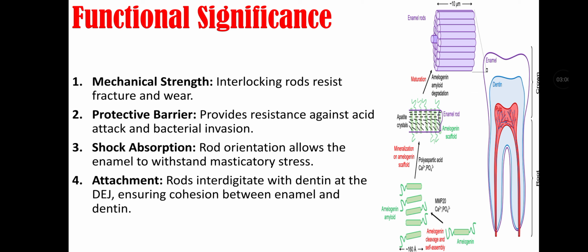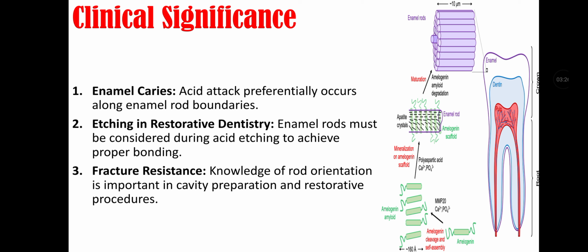Functional significance. First is mechanical strength, as interlocking rods resist fracture and wear. Second is protective barrier, as it provides resistance against acid attack and bacterial invasion. Third functional significance is shock absorption, as rod orientation allows the enamel to withstand masticatory stress. And fourth significance is attachment, as rods interdigitate with dentine at the dentino-enamel junction, ensuring cohesion between enamel and dentine.